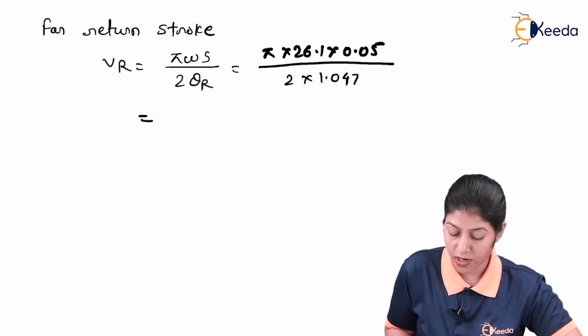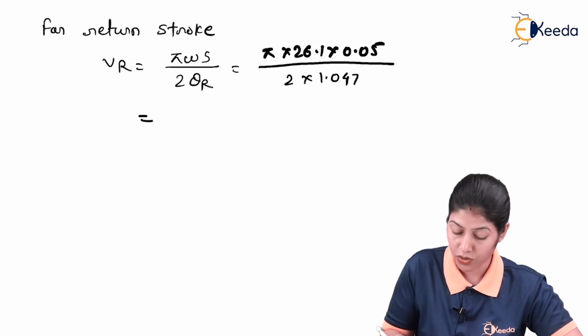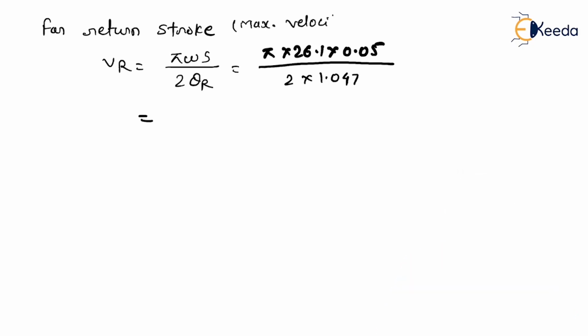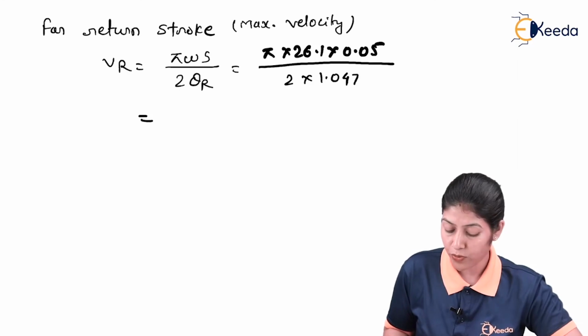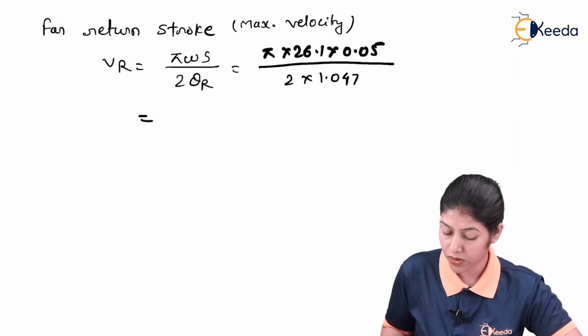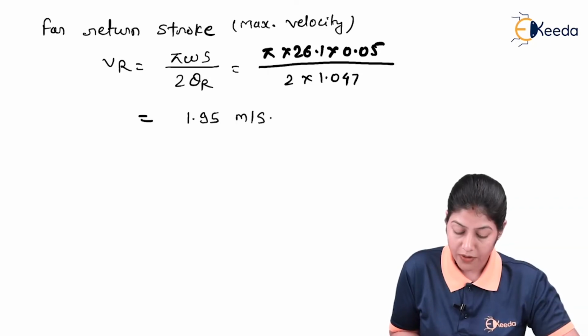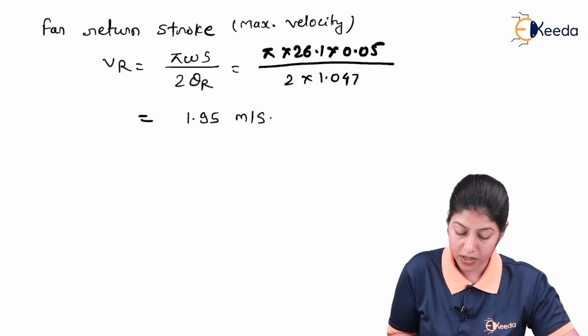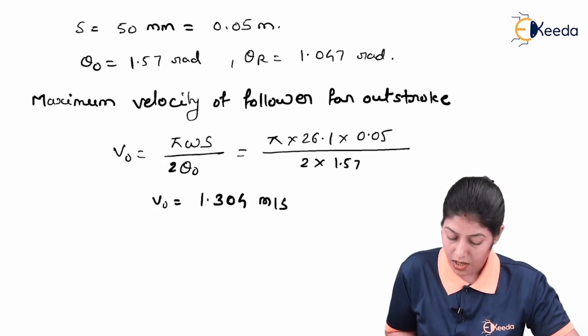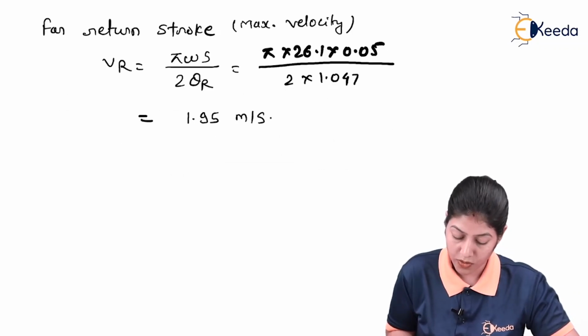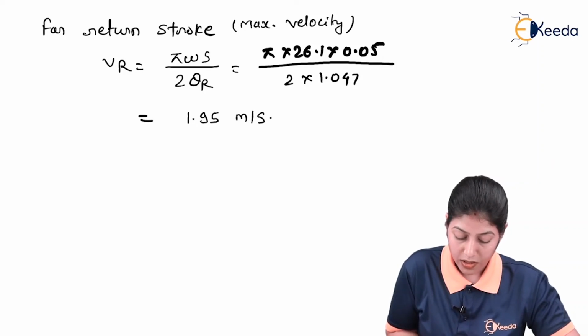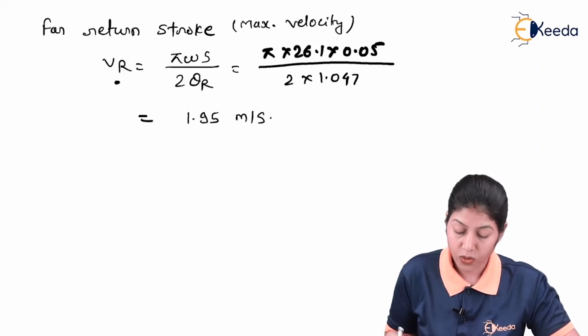So here if we want to determine the maximum velocity for the return stroke, it will be VR equals pi omega s by 2 theta r. So we have all the values, and theta r value we will put as 1.047. So the final value of VR will be 1.95 meter per second. It means this velocity during the return stroke is greater than the outstroke. So the follower will come down fast with this velocity compared to when it goes in the upward direction.